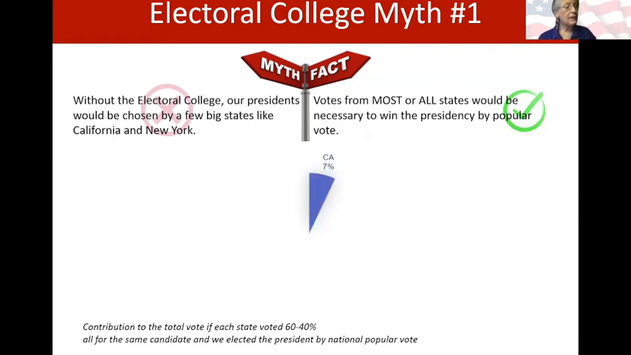Let's say for the sake of this example that every state in the union voted 60% to 40% for the same candidate, an absolute landslide, an unbelievably strong preference for one candidate. And let's see how many states it would take to get us over the 50% threshold if we elected the president by the national popular vote total, going in order from the largest state down to the smallest.